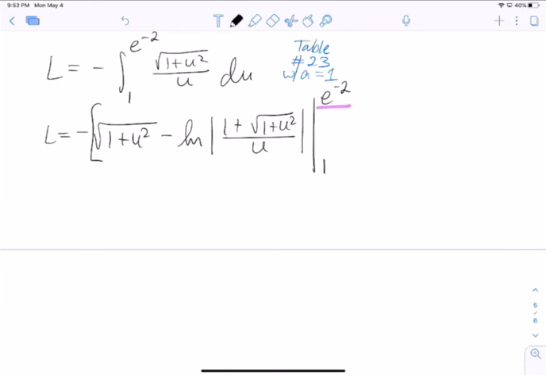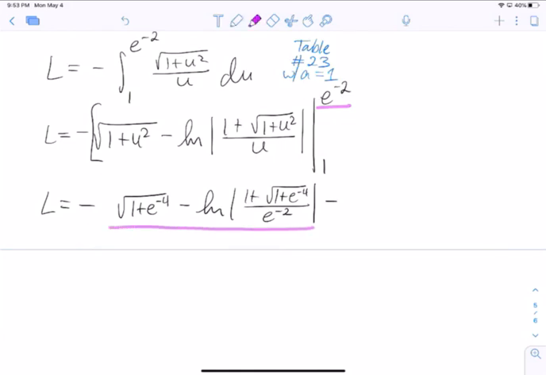Evaluating e to the negative 2 in place of u is going to give me L equals minus in front of the whole thing. We'll deal with the grouping symbols in just a minute. The square root of 1 plus e to the negative 4, because that's the square of e to the negative 2, minus the natural log of 1 plus the square root of 1 plus e to the negative 4 divided by e to the negative 2, absolute value. Now, we'll keep going in a minute. That's a log of a quotient. We're going to turn that into a difference pretty soon here. Minus, so all of that is evaluating for e to the negative 2.